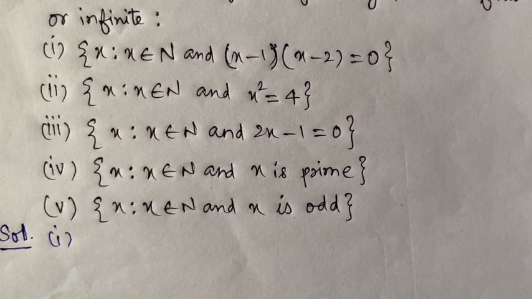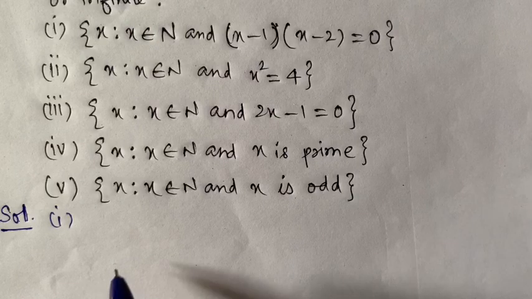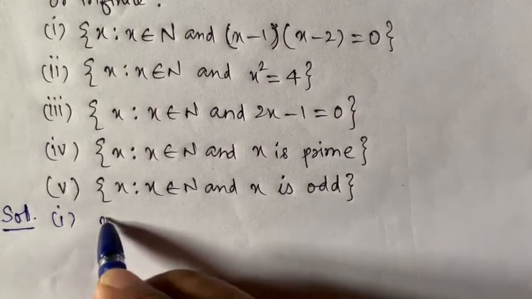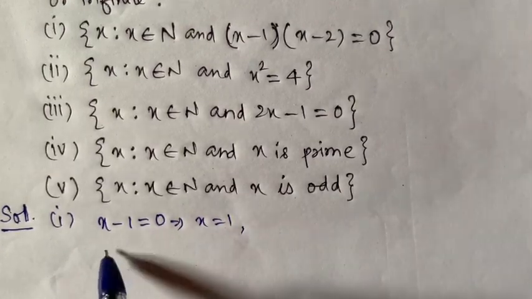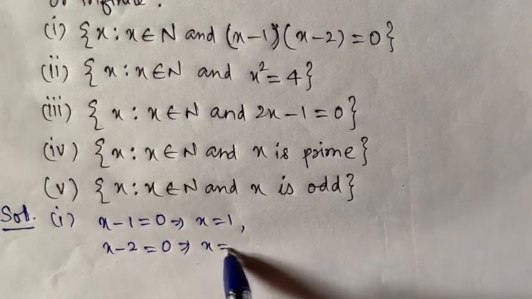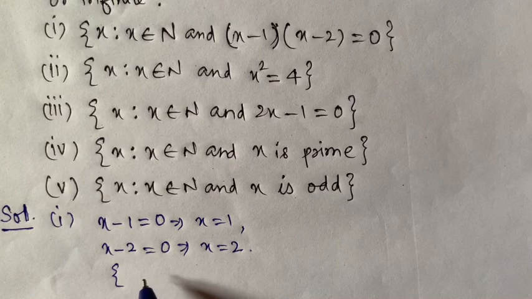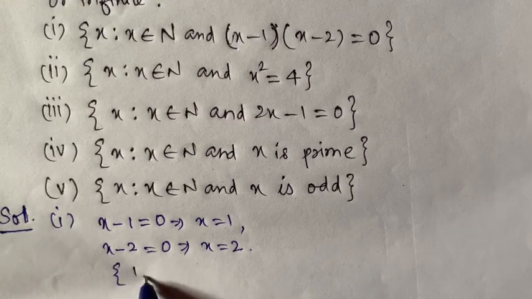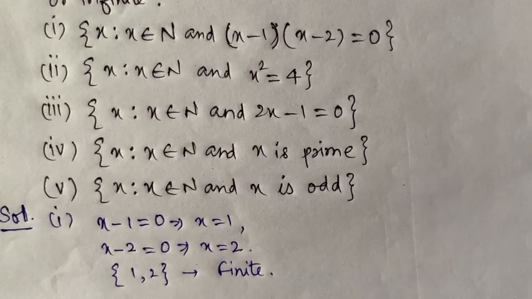First part is x such that x belongs to natural numbers and (x minus 1)(x minus 2) is equal to 0. Now we have x minus 1 is equal to 0 implies x is equal to 1 and x minus 2 is equal to 0 implies x is equal to 2. What does this mean? There are two elements for this set. So the set represented by part 1 of the question has two elements, 1 and 2. So it is a finite set. Now let us consider the second part.